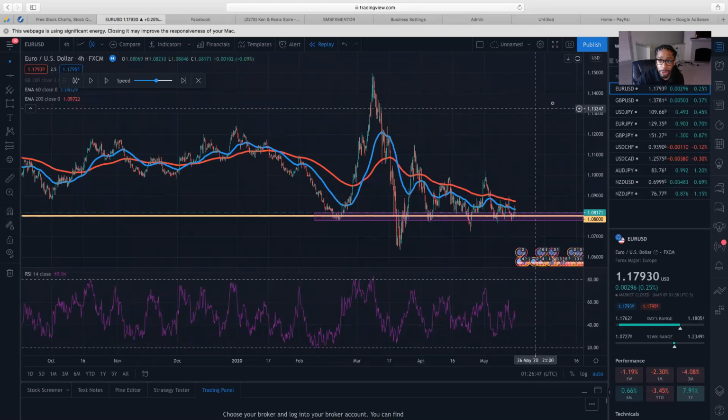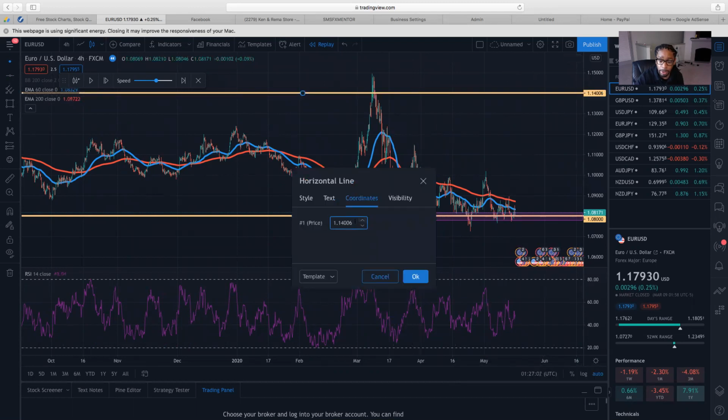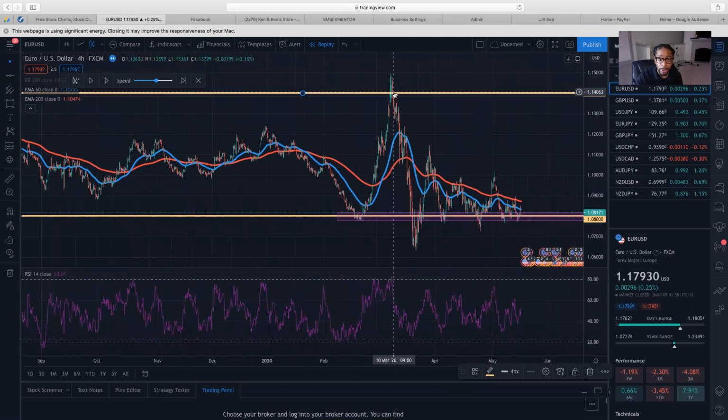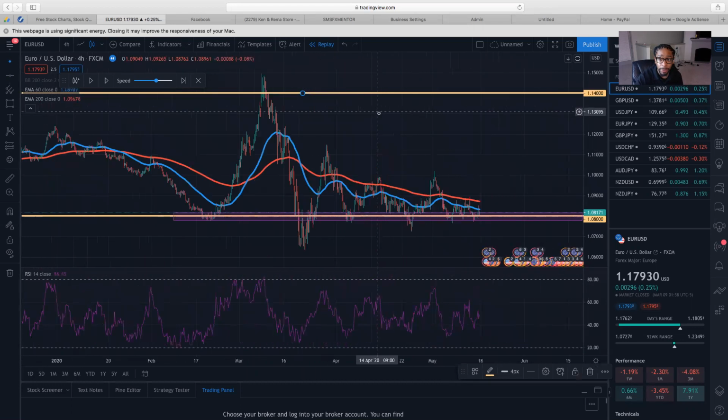So really, this 1.14 thousand zone, that's perfect. That's probably where the banks wanted price to be anyway, right? So we're gonna put that in there. We're gonna put 14,000. Which was the last high, right? That was the last highest high.